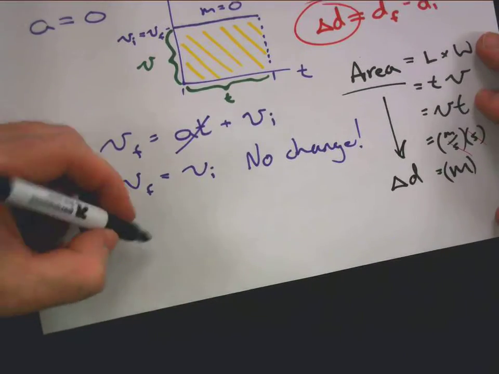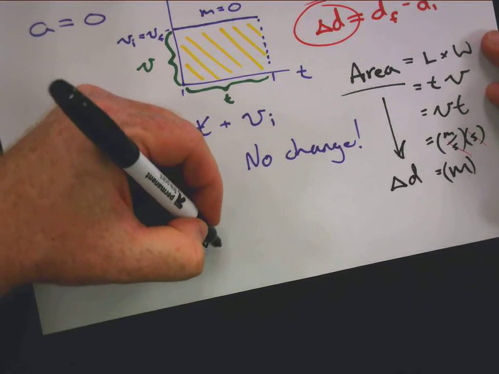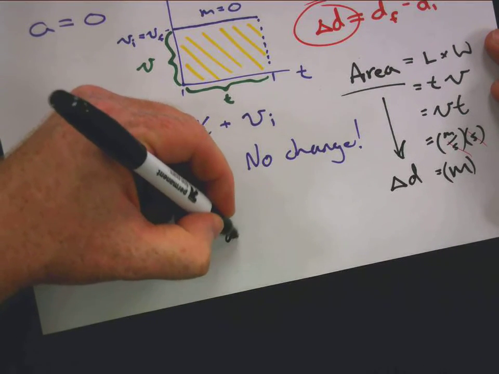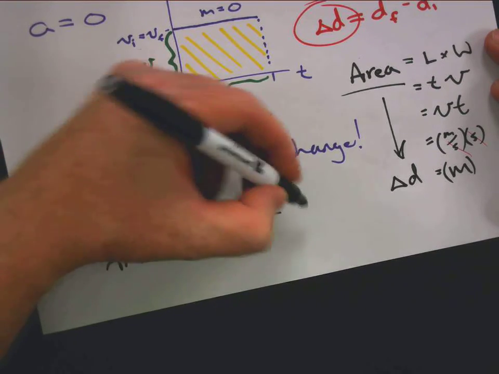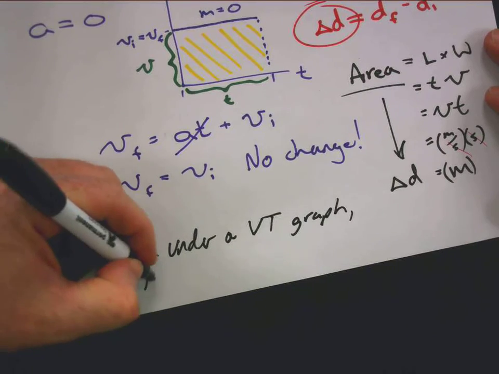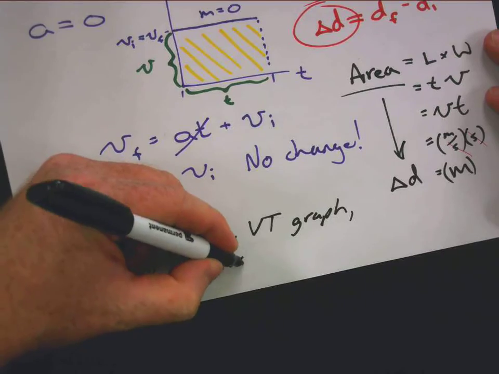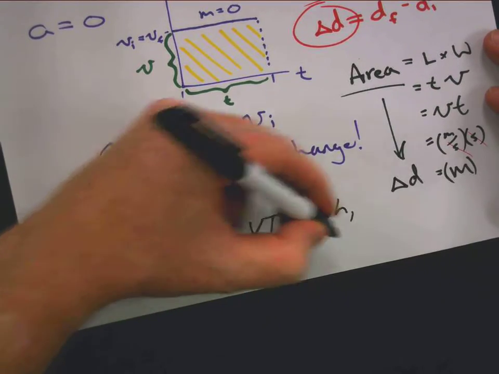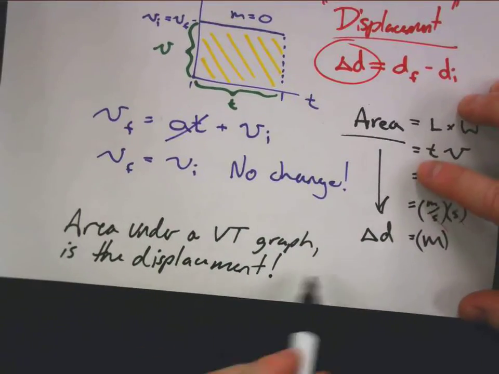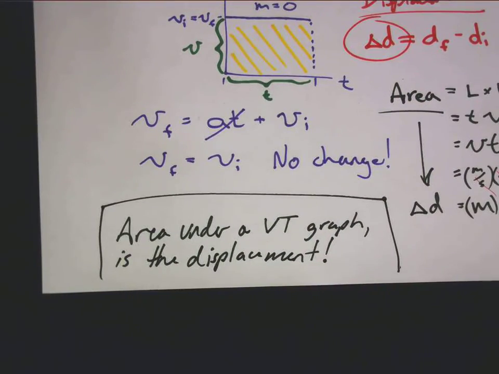I'll say that again. The area under the line under a VT graph is the displacement. If you can figure out that area, then you can know the displacement of that object. The area under the VT graph is the displacement of the object.